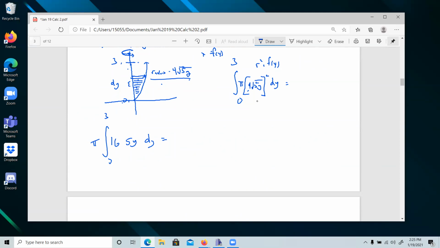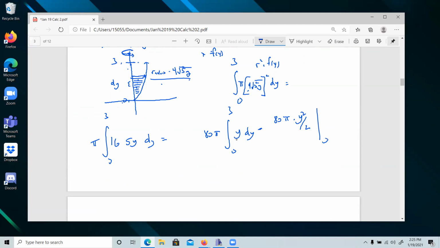So what are we doing next here? We are going to go off and say 16 times 5, that's 80 pi, 0 to 3. And what do we have? So we just have y dy left here. Okay, that's great. So this is 80 pi times y squared all over 2.